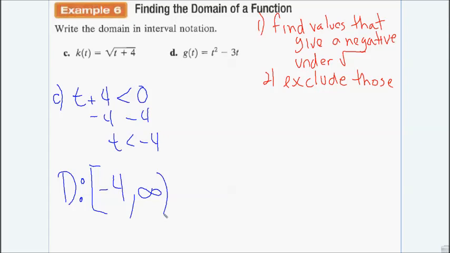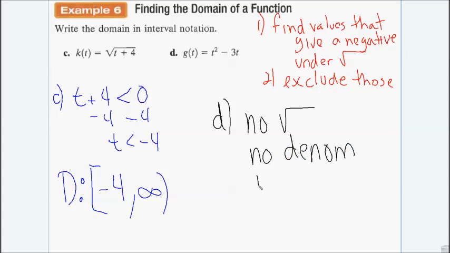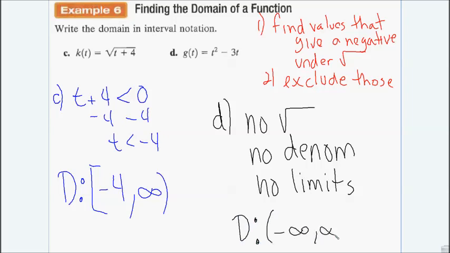Okay, when we get to an example like D, there are no square roots. There are no denominators. So there are no limits. So my domain is -infinity to infinity. The only thing that will limit the x's that you can plug in is a 0 in the denominator, so having a denominator, or having a square root, because you could end up with a negative. So if you look at D, I have t squared minus 3t. I don't have any denominators. I don't have any square roots, so I have no limits. So it's everything, -infinity to infinity.